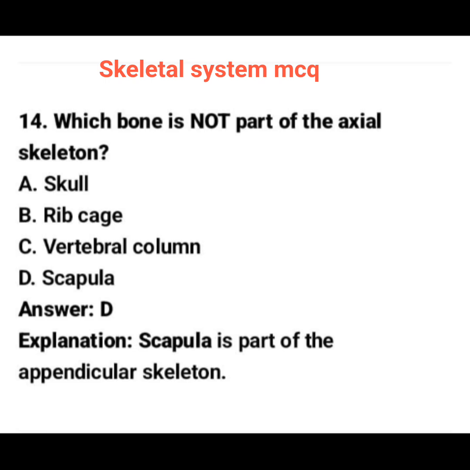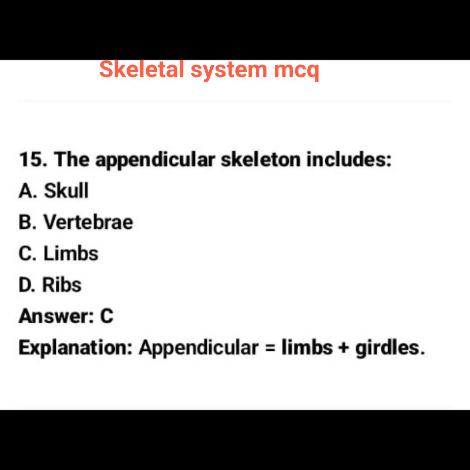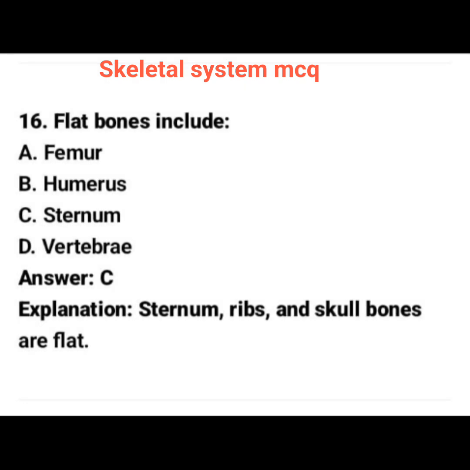Which bone is not a part of axial skeleton? Scapula. Scapula is a part of appendicular skeleton. The appendicular skeleton includes limbs plus girdles. Flat bones include sternum. Sternum, ribs, and skull bones are flattened.